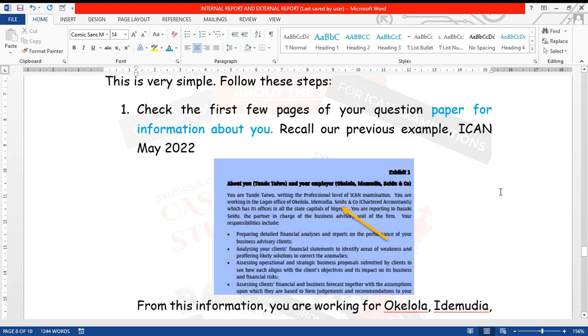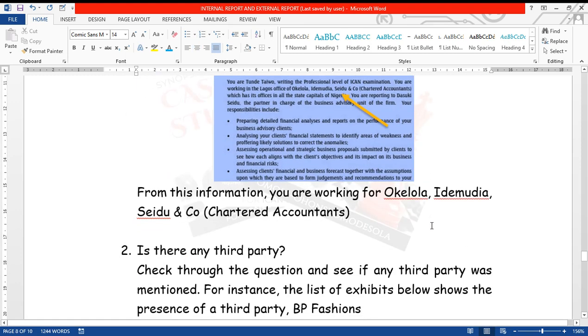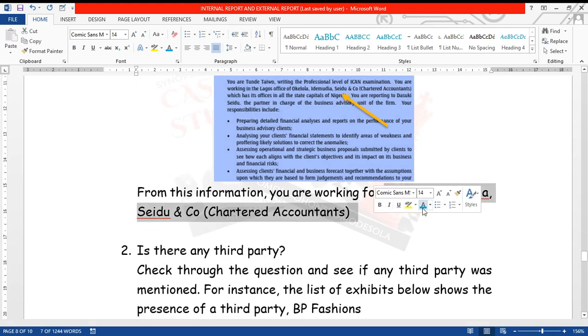Now in this May 22 diet, look at this. It said you are Sunday Taiwo. You are working in the Lagos office of Okilola Idemudia Seidu and Co, Chartered Accountant. Do you understand? So you're working for them. Have that in your mind. Who are you? You're Sunday Taiwo. Who are you working for? You're working for Okilola Idemudia Seidu and Co, Chartered Accountant. So you have known that.